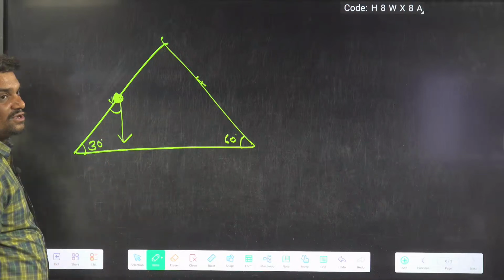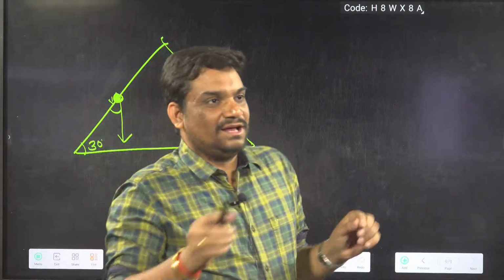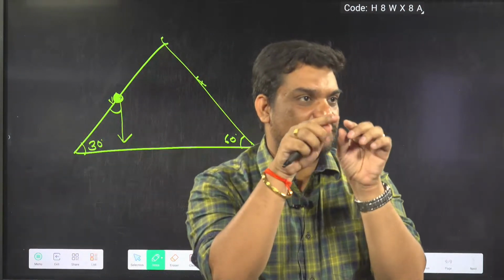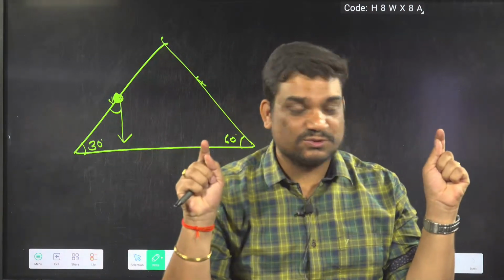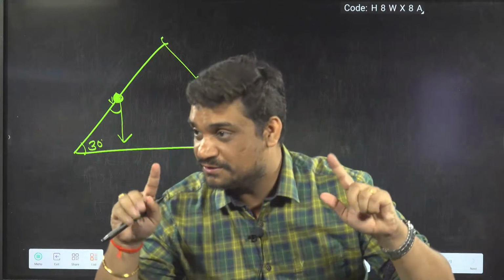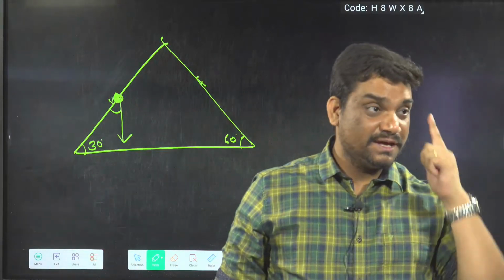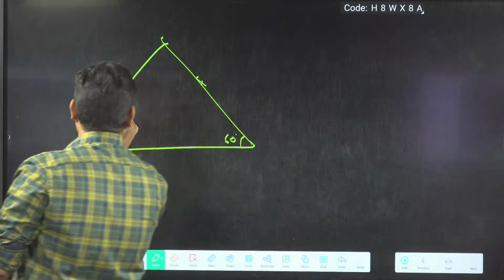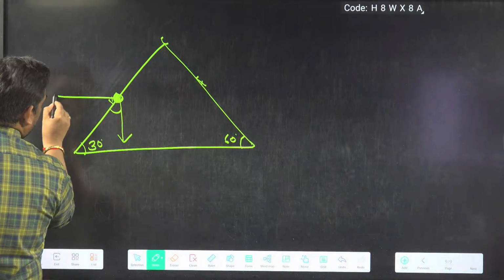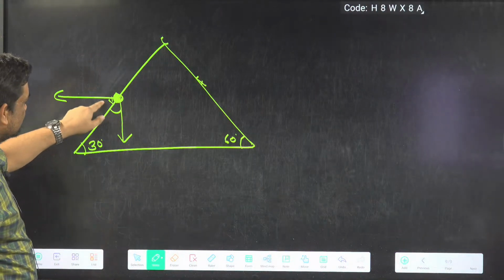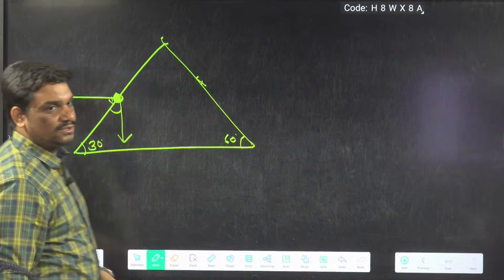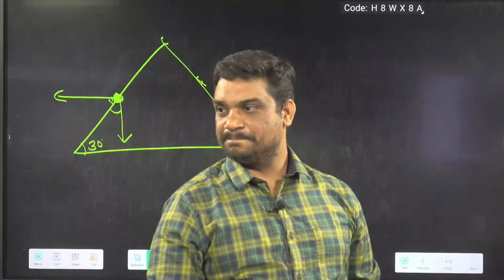What will be this angle? Sometimes we will divide a force into two parts. To solve the question, you have to divide the force into two parts. That is known as resolution, you will get to know. So one angle is this and one angle is this. These two angles you have to tell me fast.